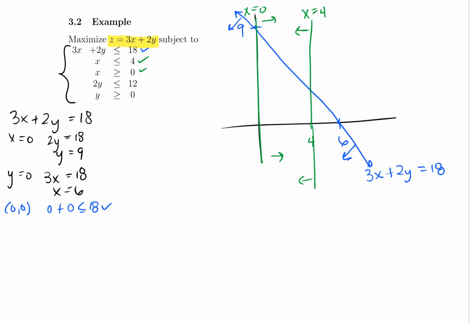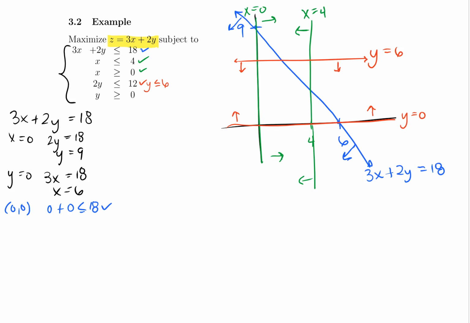So looking at 2y less than or equal to 12, 2y less than or equal to 12 is equivalent to y less than or equal to 6. So let's go ahead and graph y equals 6. That'll be a little bit less than 9. Here's y equals 6. And we want y to be less than or equal to 6. So our feasible region is going to point down towards the x-axis. And last but not least, we have y greater than or equal to 0. So y equals 0 is the x-axis. And so if y must be greater than or equal to 0, then we want to point upwards.